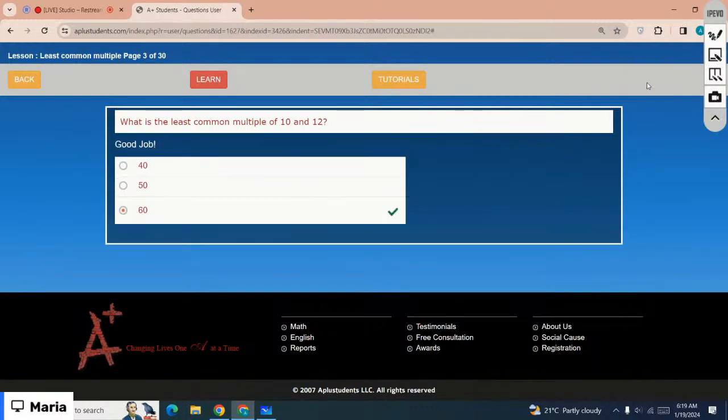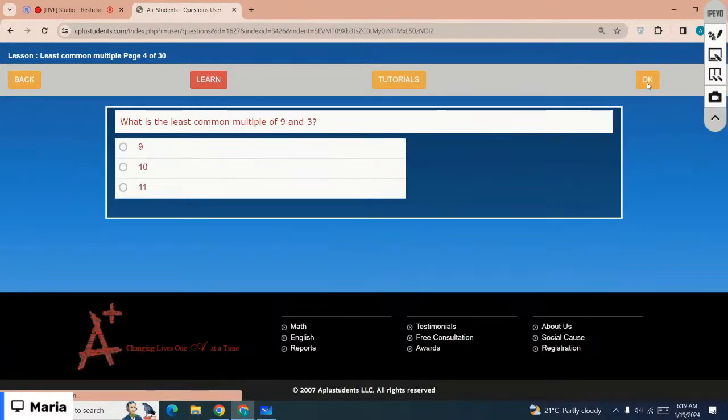The correct option is 60. Okay, the next one is what is the least common multiple of 9 and 3, which is the correct option? The least common multiple of 9 and 3 is 9. The correct option is 9. Got it?